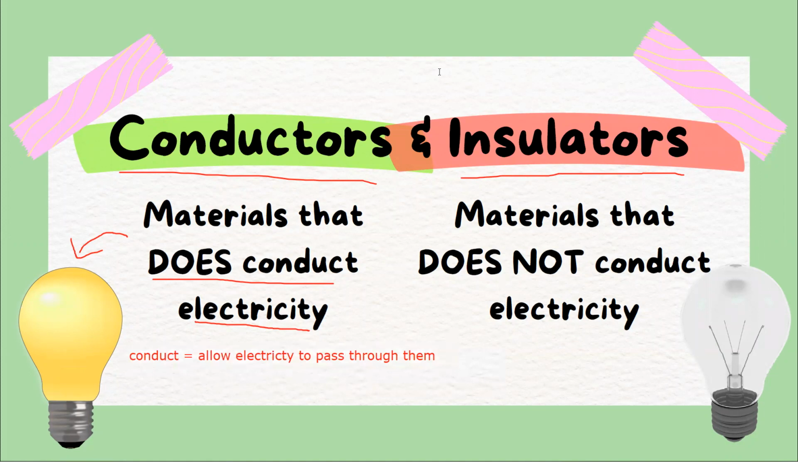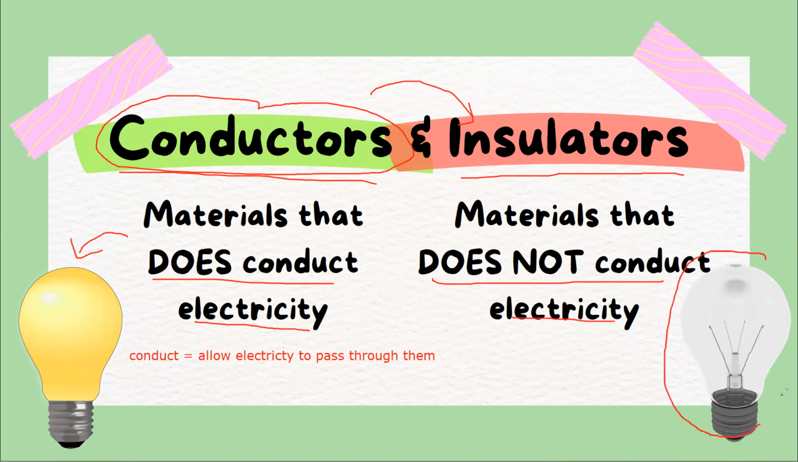Examples of conductors would be metal and any other materials that can conduct electricity, for example, a metal spoon, paper clips, and all that. The opposite of conductors are insulators. Insulators are materials that do not conduct electricity, so they will not let the light bulb turn on, because they cannot allow electricity to pass through them.